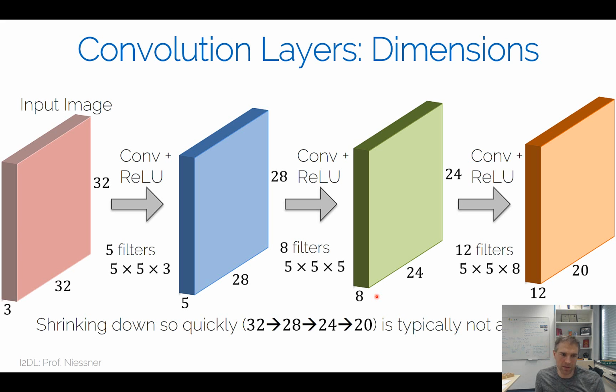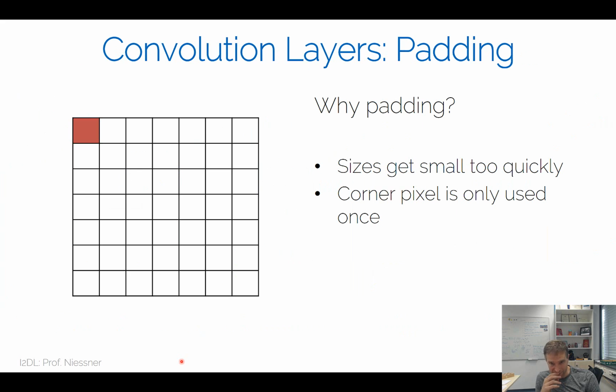Okay, now here are a couple of considerations. This is a ConvNet architecture, but shrinking it so quickly is not always the best idea. Sometimes it is, depending on what kind of backbone you want to use, but sometimes it's not such a good idea. How can we prevent it? Well, one way to prevent it is to use padding. We've talked about this already.